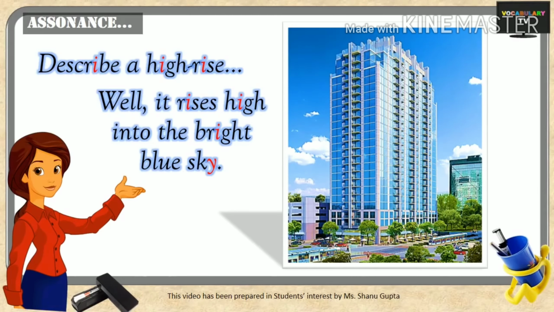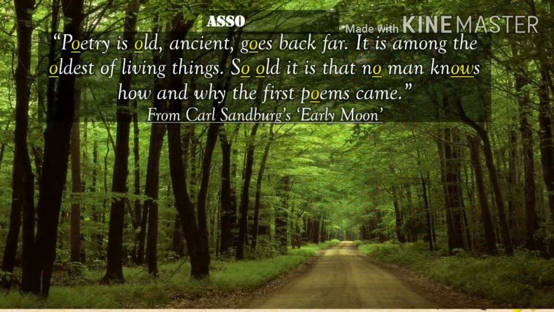There are plenty of examples in poetry. For instance, look at this passage from Carl Sandburg's Early Moon. Poetry is old, ancient, goes back far. It is among the oldest of living things, so old it is that no man knows how and why the first poem came. It is an example of assonance.